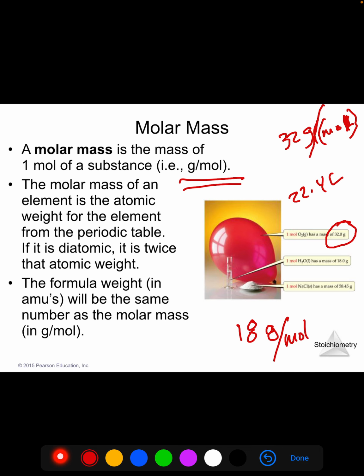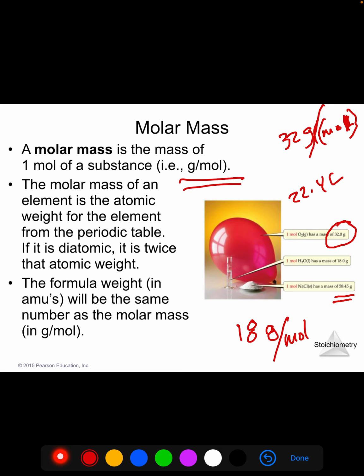And sodium chloride, made up of 1 atom of sodium and 1 atom of chlorine, a mole of that, or 6.02 times 10 to the 23rd formula units of sodium chloride, would have a molar mass of 58.45 grams. That's calculated like we calculated formula weight. We added the mass of sodium and the mass of chlorine together to get 58.45. And so the molecular weight, molar mass of sodium chloride is 58.45.